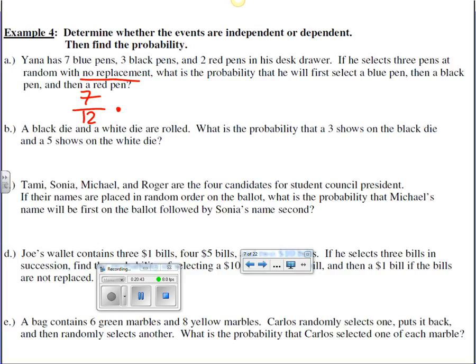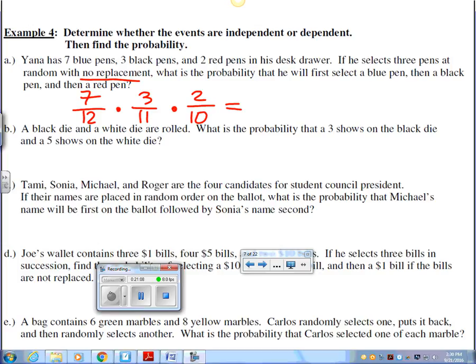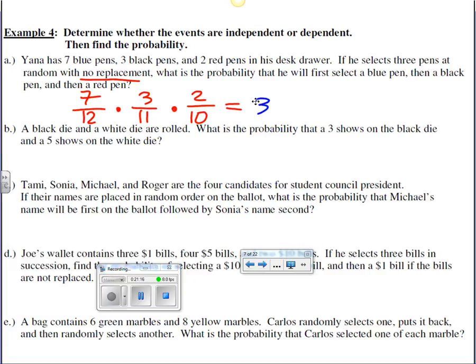Sterling, what's the probability that then you get a black pen? Good. 3/11, because you didn't replace it, so the total number is dropping. And Jonathan, what about then a red pen? Good. All right, what you got for this one? 3.2.